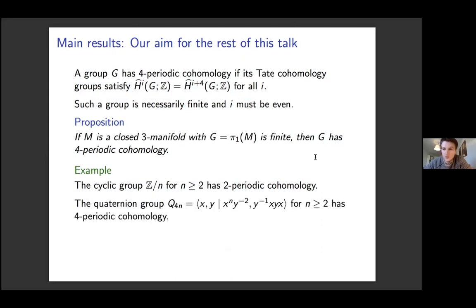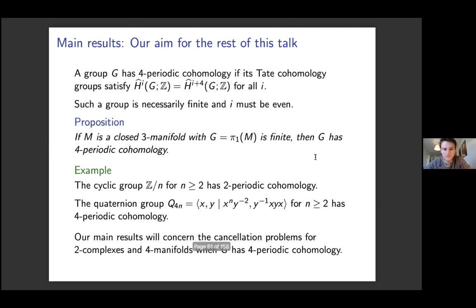And another example, which I'll come back to later, is the case of quaternion groups Q_4n, which are fundamental groups of 3 manifolds. The quaternion group Q_4n for n at least 2 always has 4 periodic cohomology. So this is the group of order 4n, and in the case n equals 2, this is just the usual quaternion group of order 8. Okay, and our main results will concern cancellation problems for 2 complexes and 4 manifolds in the case when G has 4 periodic cohomology.